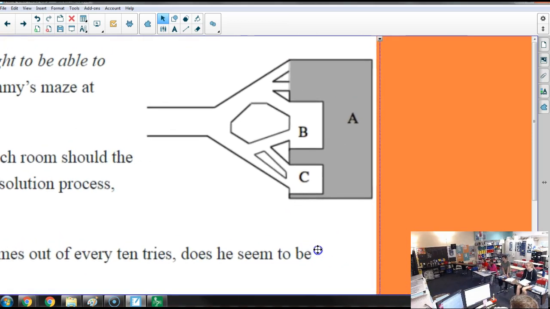Can I read the question? No, you can't. You know the question. What's the probability he gets to the cheese in room C? And really, we're going to figure out each room's probability. Can I write?